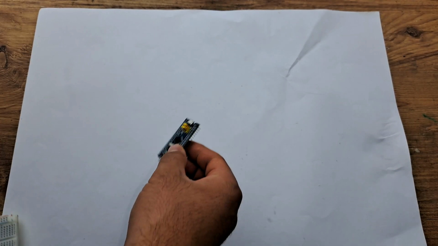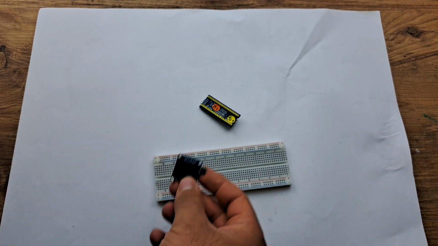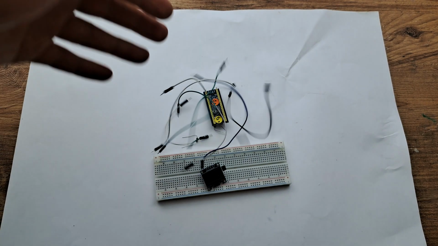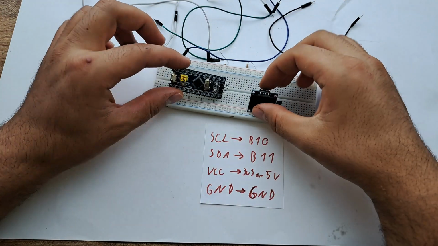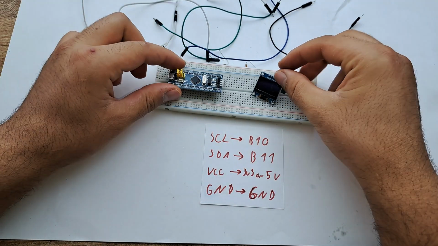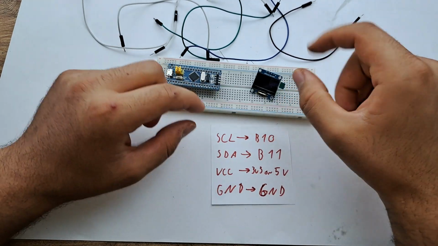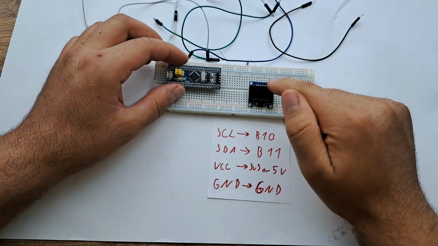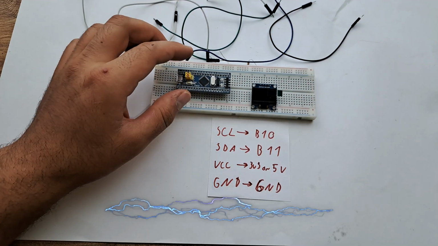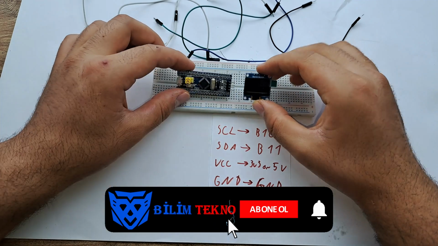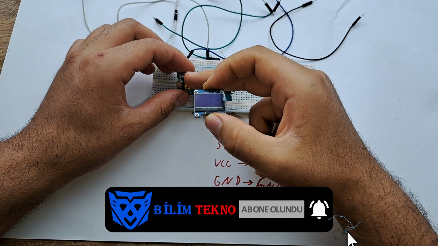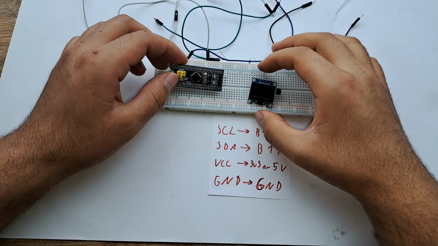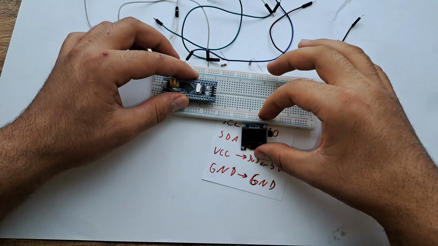We need an STM32, a breadboard, an OLED screen, two resistors for a voltage divider, and wire, a lot of wire. We will connect the OLED screen and the STM. This is the connection diagram. The OLED screen SCL pin goes to STM B10 and SDA pin to B11. For power, VCC goes to 5 volts or 3.3 volts, and then ground. I will make the connection.